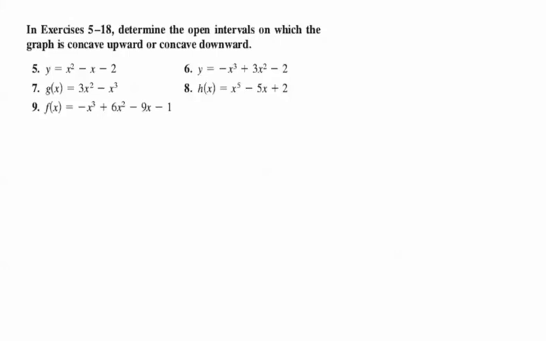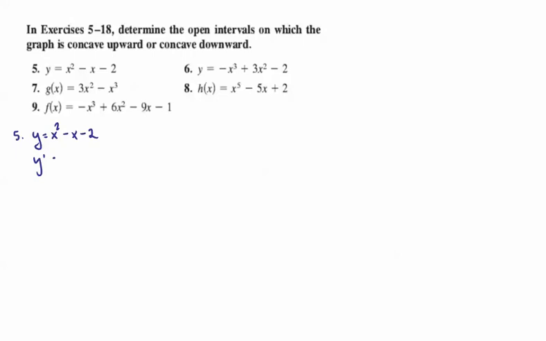Okay, so after understanding the general idea of what concavity means and what it means to be concave up, second derivative positive, concave down, second derivative is negative, we jump right into the calculus and the algebra of how to determine this. So we'll look at number 5. We start with y is equal to x squared minus x minus 2. Now this is a parabola, and any parabola I can tell you right away that it's going to be concave up for all x. But let's see how we determine that from calculus.